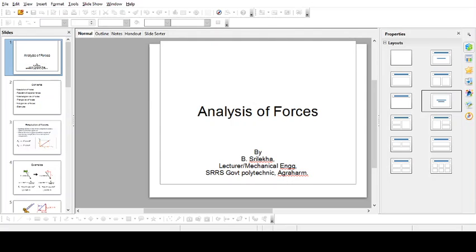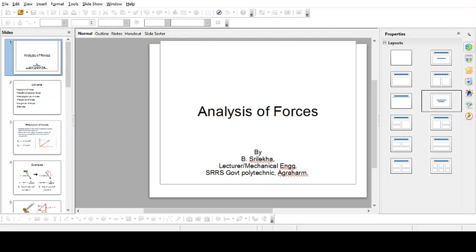So, in the previous session, we have discussed the definition of force and the types of forces involved, and also the units of forces. And we have gone through various types of forces in the previous sessions. So, let me give a brief recap of those.